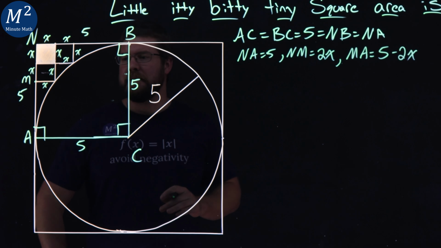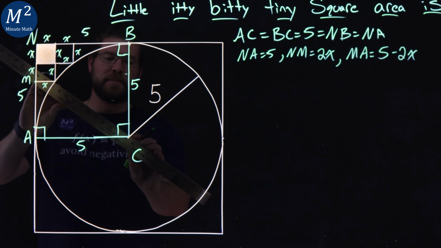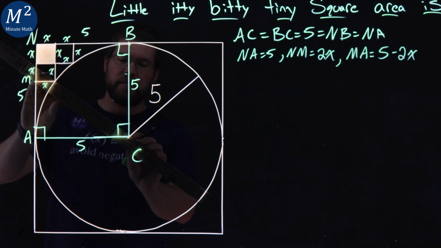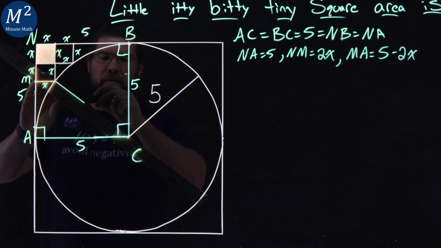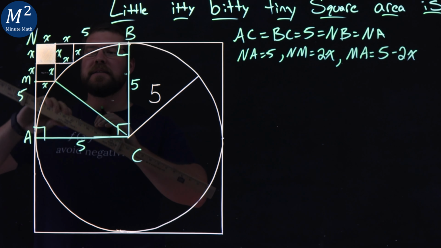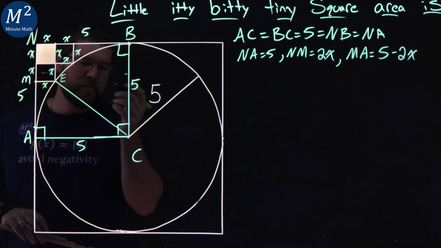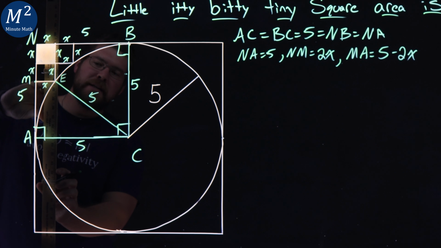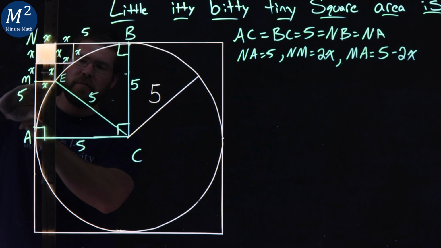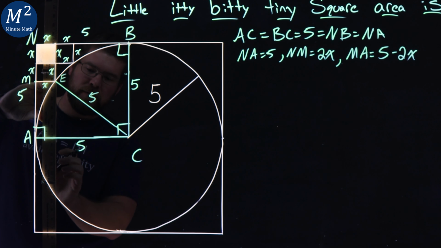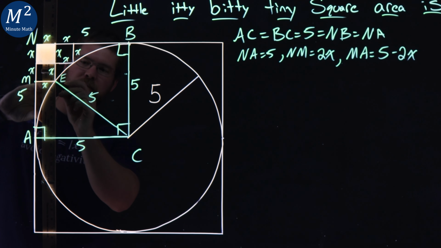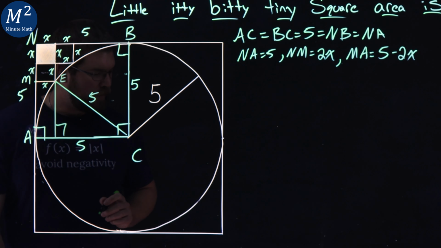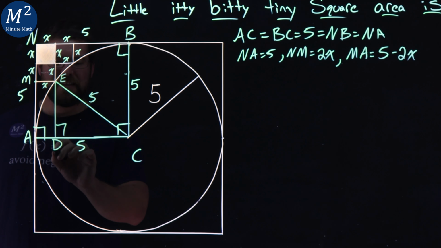What I want to do here is connect this point, which I labeled E, right here at the corner, to the center. We'll label this E. And again, this has a length of 5 because it's the radius. From there, we're going to drop straight down and create a good old right triangle. I labeled that point D.